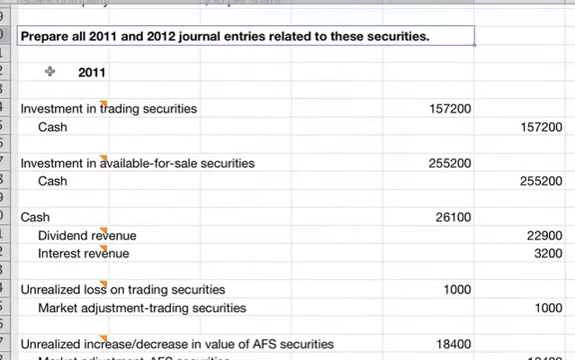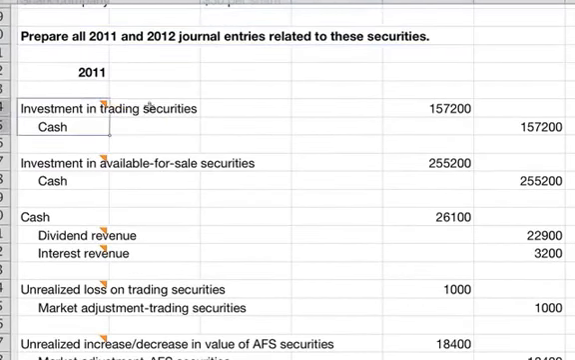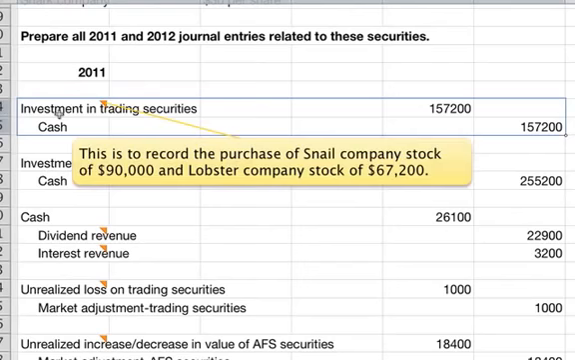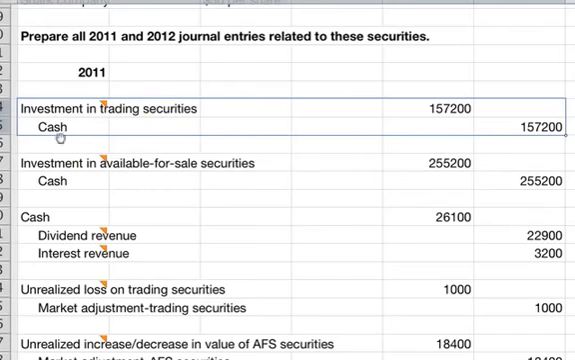In 2011, for trading securities, we have this entry right here. Investment in trading securities of 157,200. This is to record the purchase of Snail Company stock of 90,000 and Lobster Company stock of 67,200. And that's just the share price multiplied by the number of shares that we purchased.